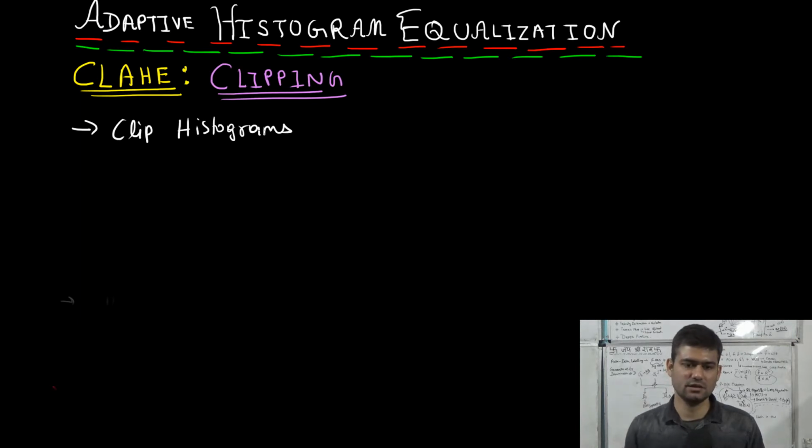in each of the grids, in each of the tiles in which we divide our image. So in each of the grids we clip the histograms via some user supplied threshold tau. So what does it mean? So consider this histogram as an example.